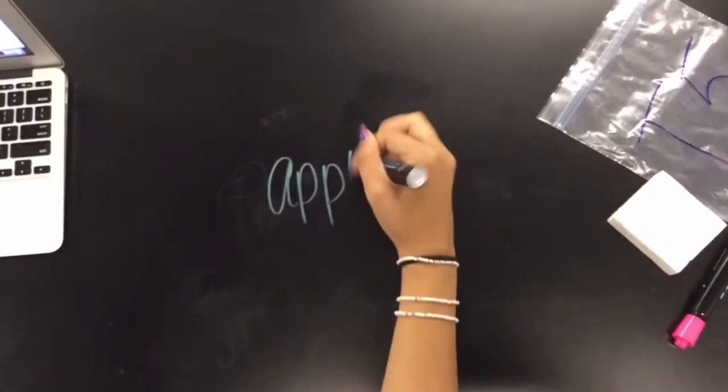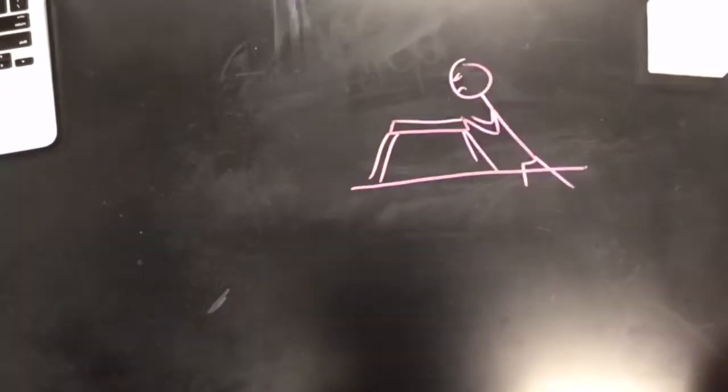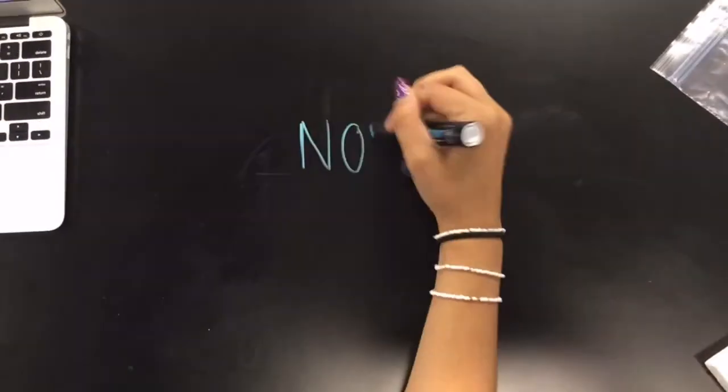The first one is applied force. As the name states, an applied force is the force that is induced on a desk by a person or another item. For example, if a person is pushing a desk across the room, there is a force exerted by the person on the desk.